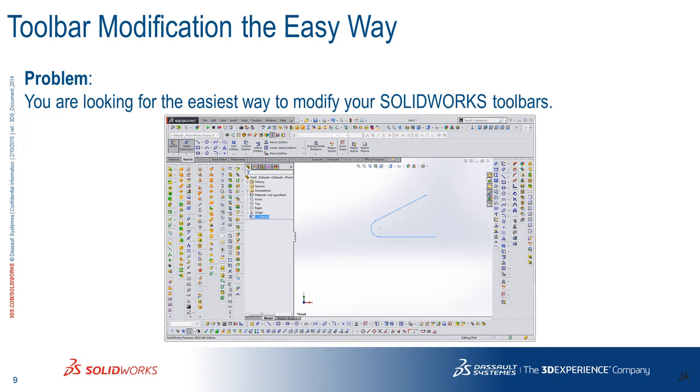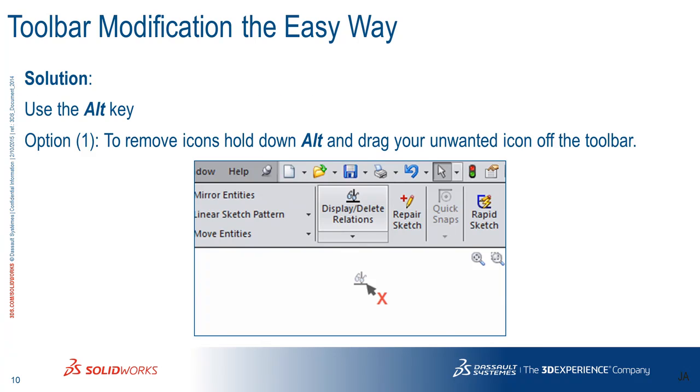All right, so you're looking for the easiest way to modify your SolidWorks toolbars. Everybody knows we don't want to have a screen that looks like this. So what's the easiest way to go in and modify the toolbars? We can right-click, go to Customize, and do all that, or use the Alt key. Control, Alt, Tab, they all do something different inside SolidWorks. In this case, if you hold down the Alt key, click on an icon, and drag your unwanted icon off the toolbar, you get the red X next to it, and it's gone at that point.